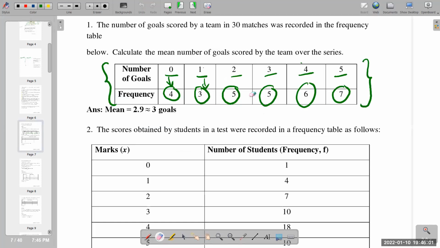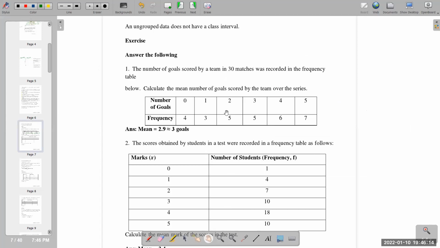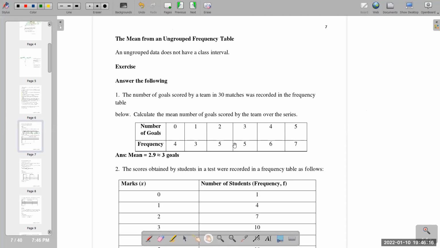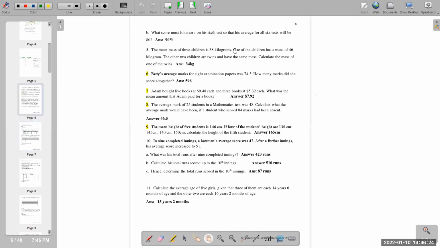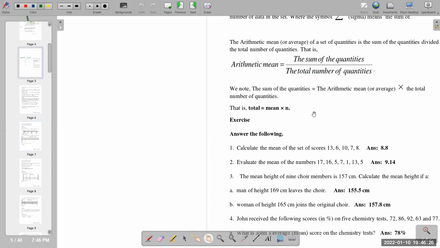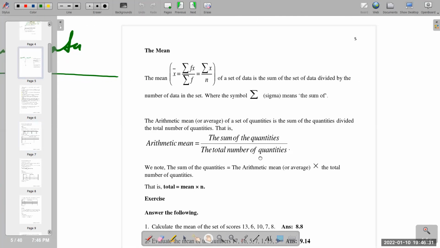Okay? So let's go back to finding the mean of ungrouped data. This is the easier one. And I'm going to tell you the truth. If CXC brings this, it's very unlikely. This just comes in paper 1. This doesn't come in paper 2. It's too easy. All right. How do we find the mean from an ungrouped frequency table? Let me go back. Let me see something here. We got to go back. Yes. So this is the formula for the mean.